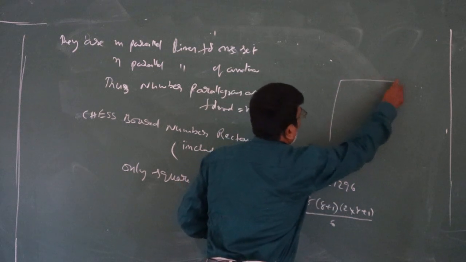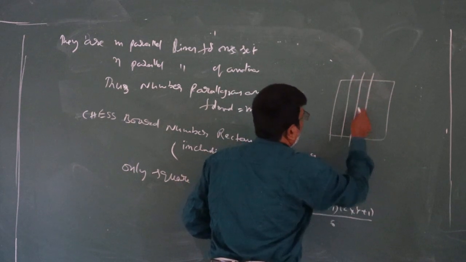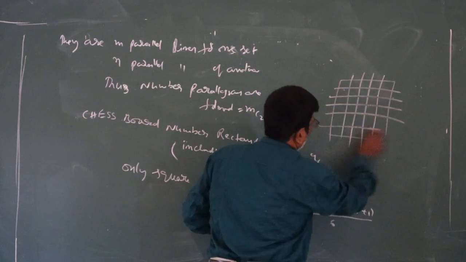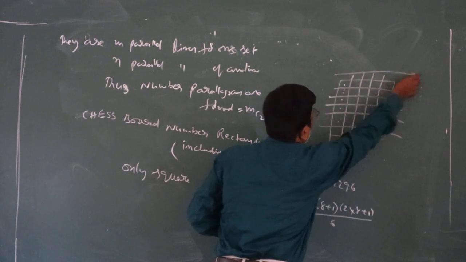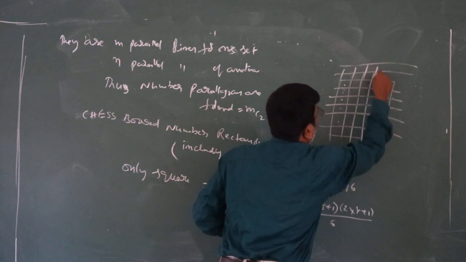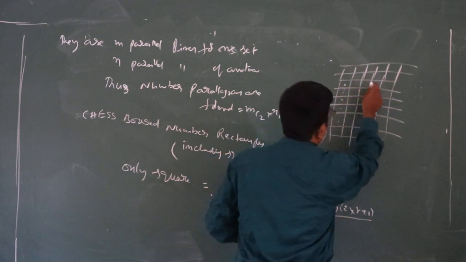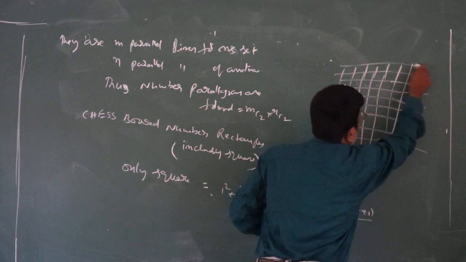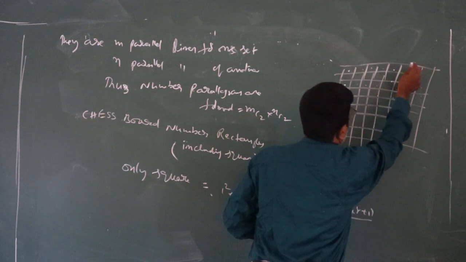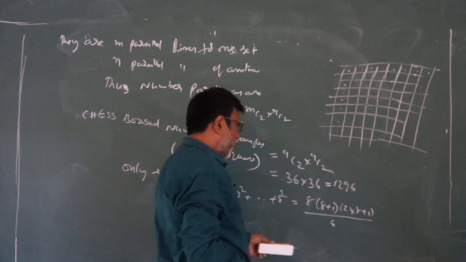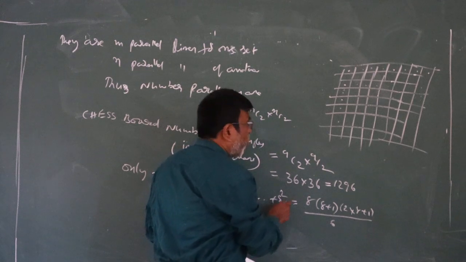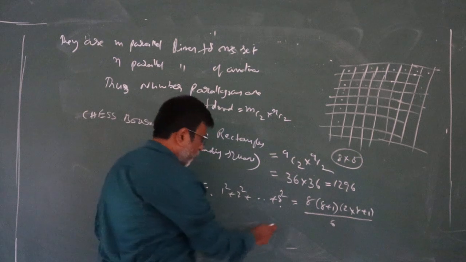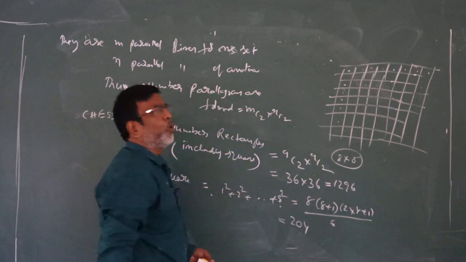Suppose this is n lines, like this one. 1, 2, 3, up to 8 here, and 8 here. So 1, 2, 3, 4, 5, 6, 7, 8. How many squares are possible? That is 8 by 8, using this formula. If you simplify, this one is 204.